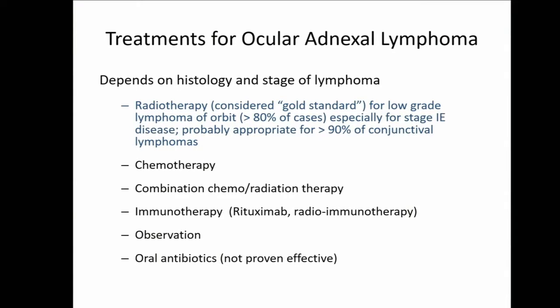And most often it's limited to the ocular surface. So radiation has really served as the go-to treatment for ocular surface lymphomas. But it's good to note that there are many other forms of treatment for lymphoma that may be necessary if you have advanced stage or more high-grade lymphomas.